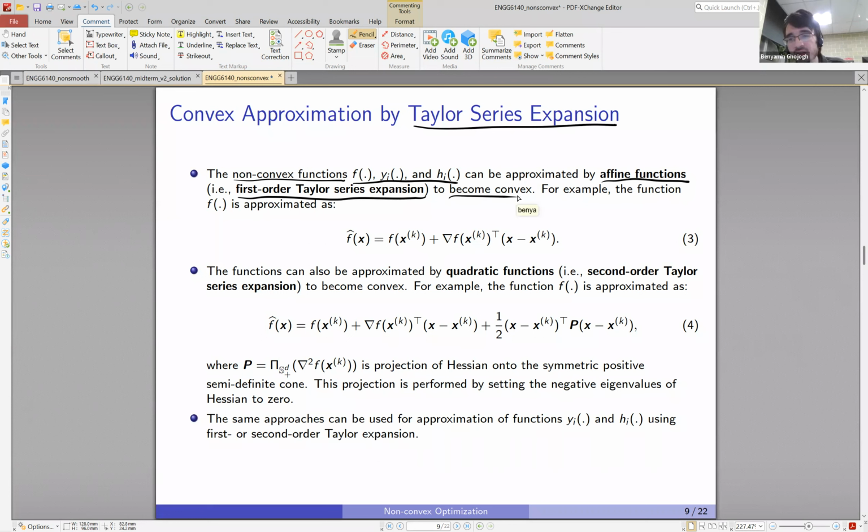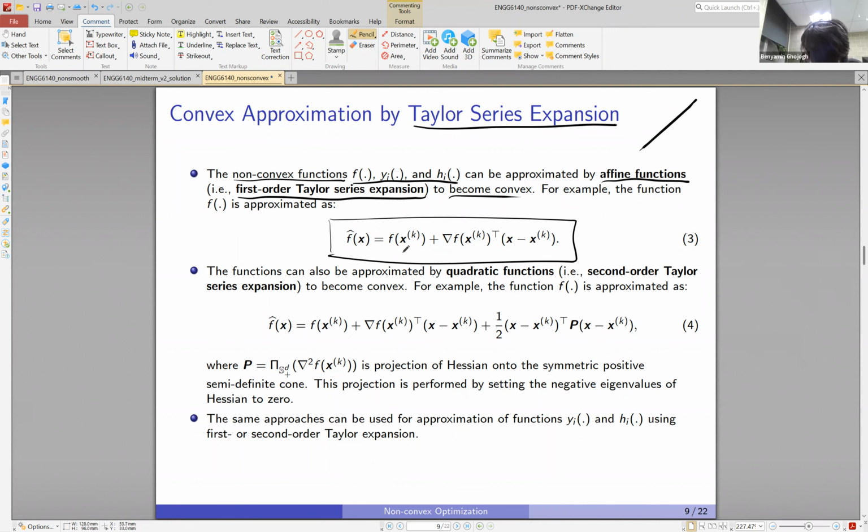Why do we know it's convex? Because we know a linear function is always convex. A line or a hyperplane is always a convex function. So, for example, the function f is approximated as this. So f hat of x can be this. What is this? This is the first order Taylor series expansion of f of x, right?